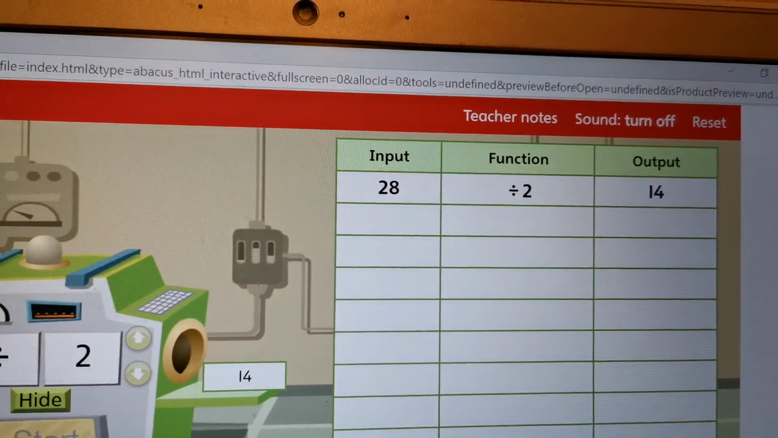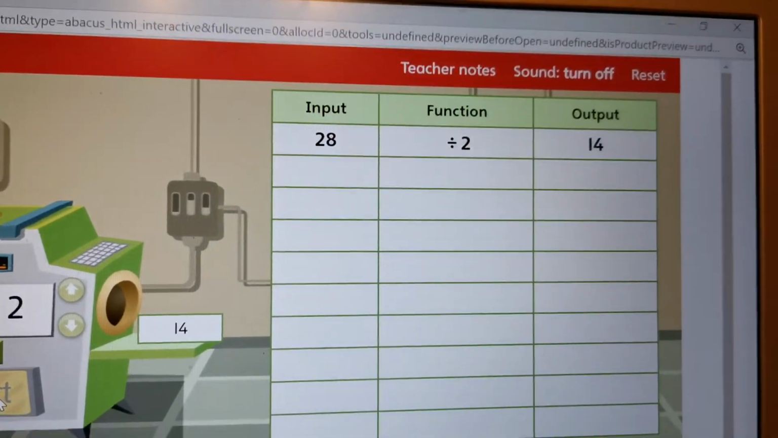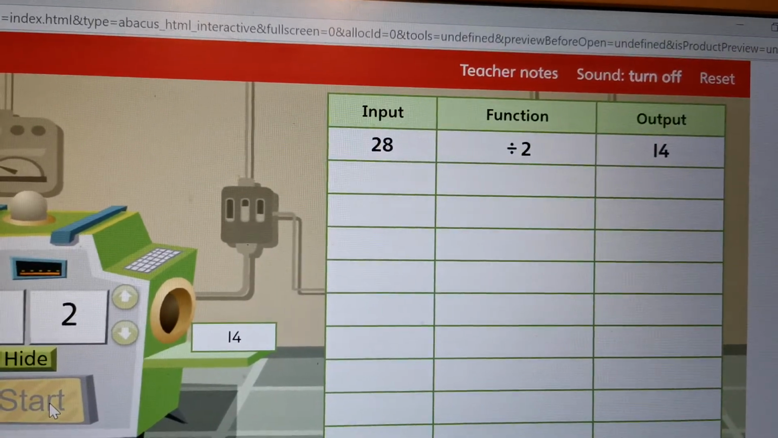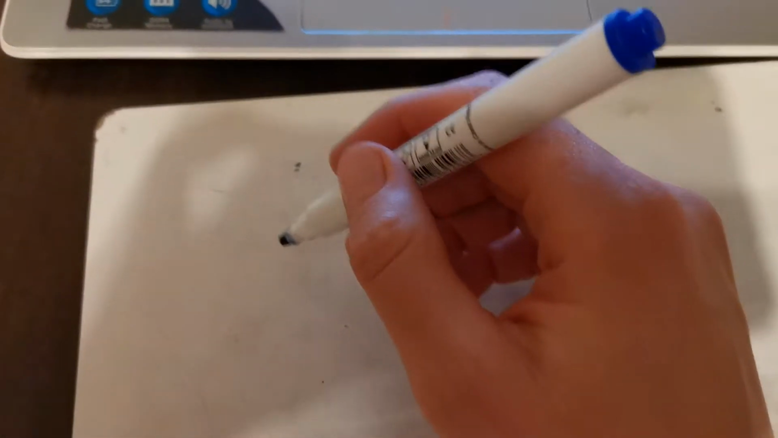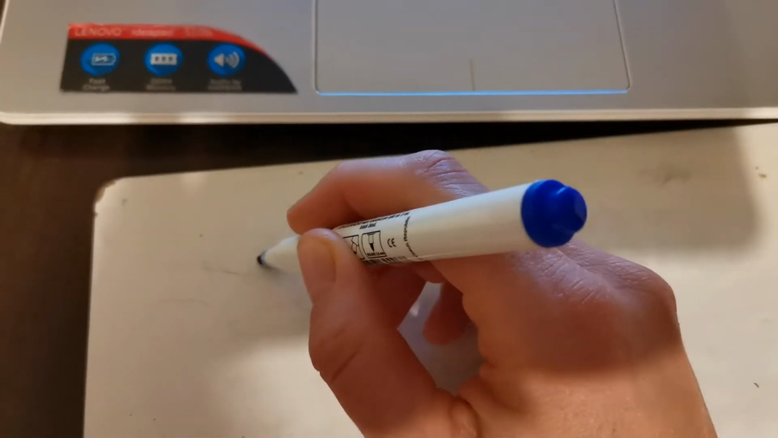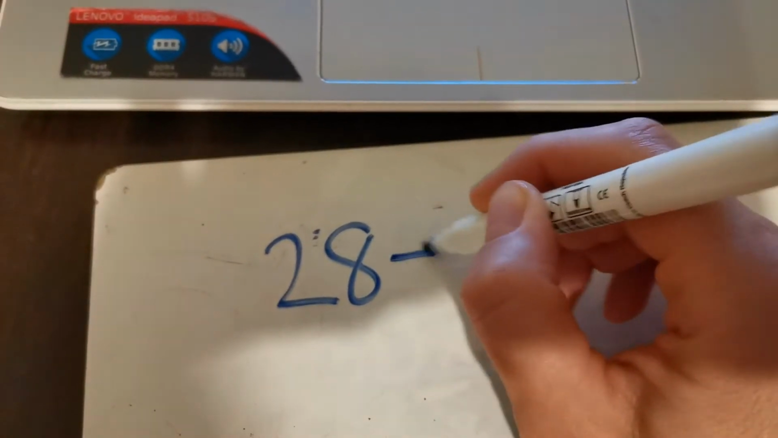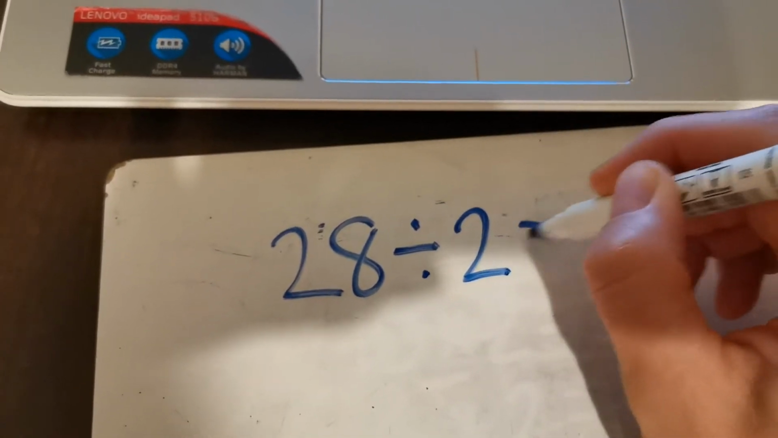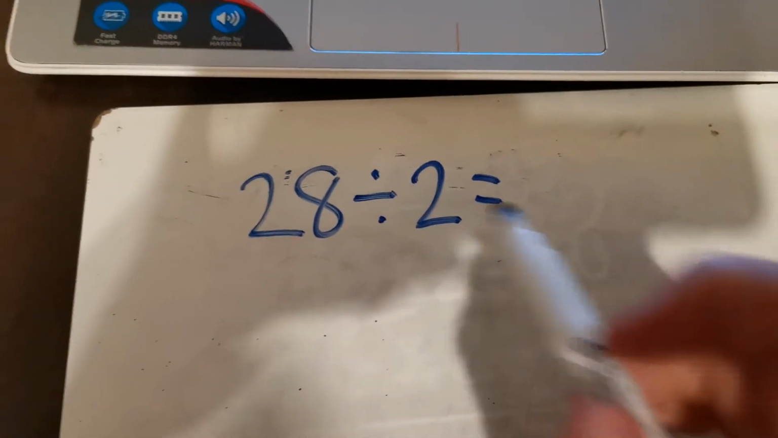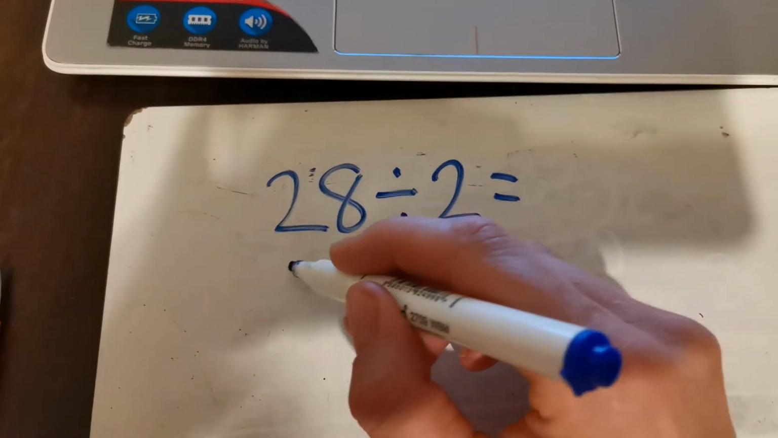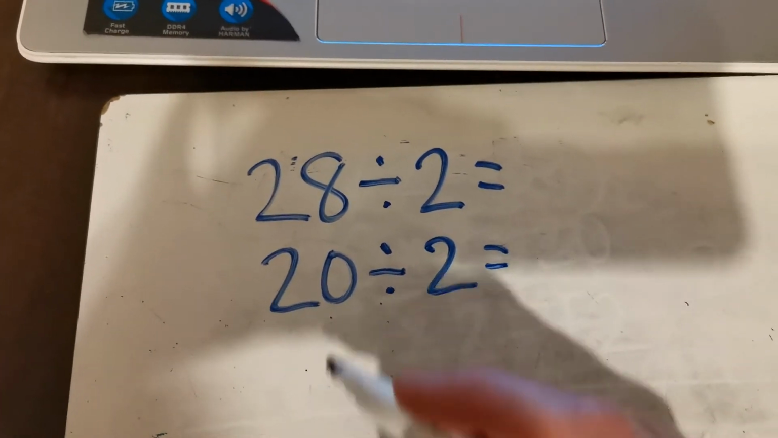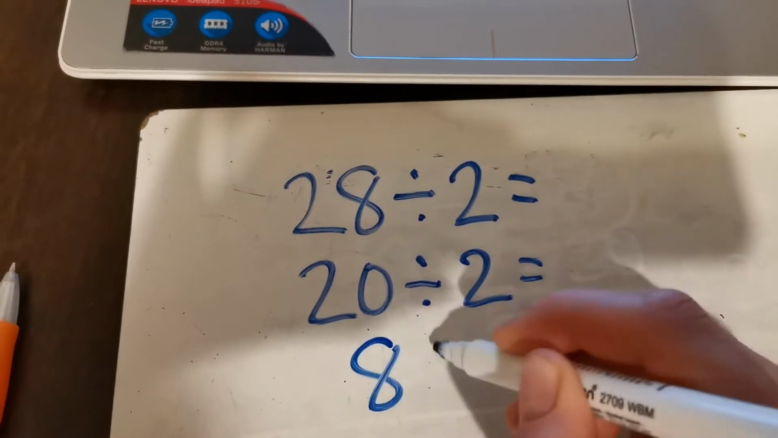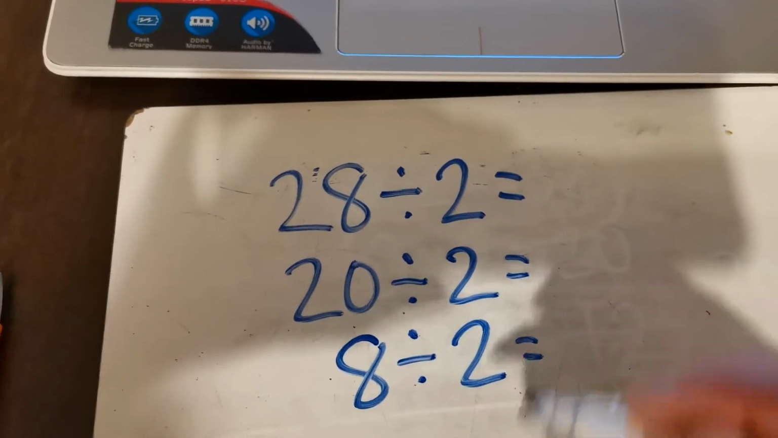And you might just remember that from working backwards. What times 2 equals 28? But let's have a look at how we would do that by partitioning. All right, so let's go with our 28 divided by 2 equals. Okay, so again, let's start with the tens. Go 20 divided by 2. And then our ones, 8 divided by 2.